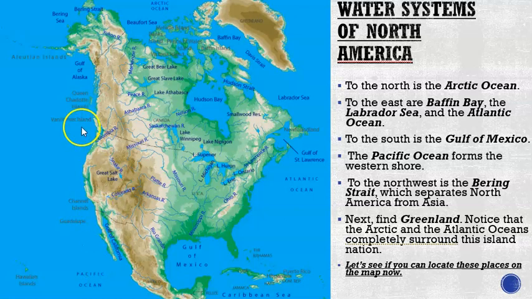To the northwest, if we're making a circle going clockwise, we have the Bering Strait, which, that's right here, separates North America from Asia. Next we have Greenland. It's this large kind of mountainous country up here. It is an island, and it is the largest island that's not considered a continent in the world.